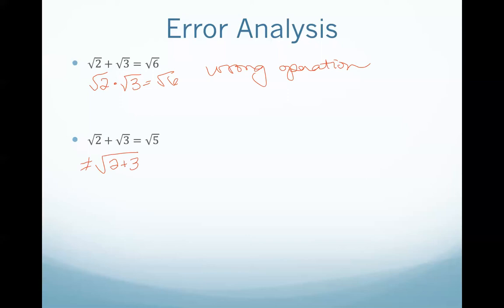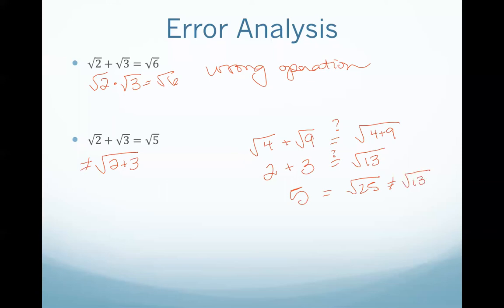Let me show you an example. If I have the square root of 4 plus the square root of 9, is that equal to the square root of 4 plus 9? Well, we know the square root of 4 is 2, and the square root of 9 is 3, so that's 5. And is that equal to the square root of 13? 13 is not a perfect square, but I do know that 5 is the square root of 25, and I can see that that's very different than the square root of 13. So this is an example that shows you that this doesn't work. We cannot combine two radicals over addition unless they are like radicals.